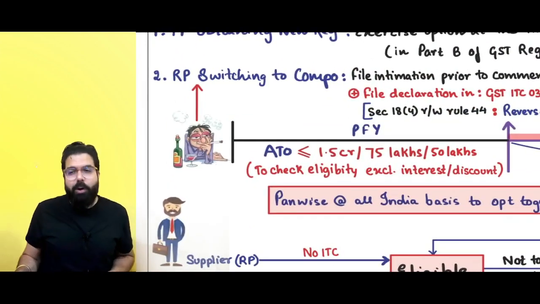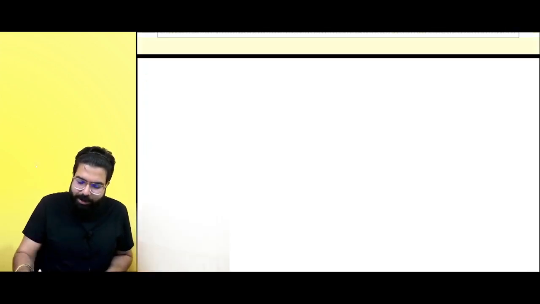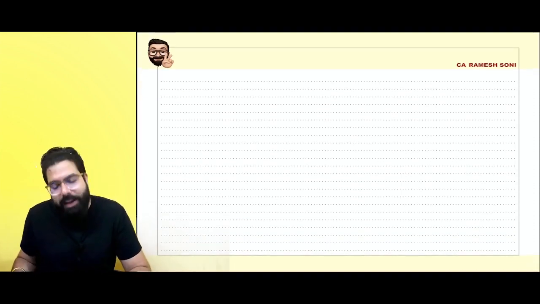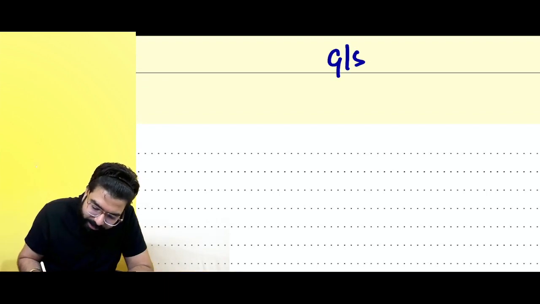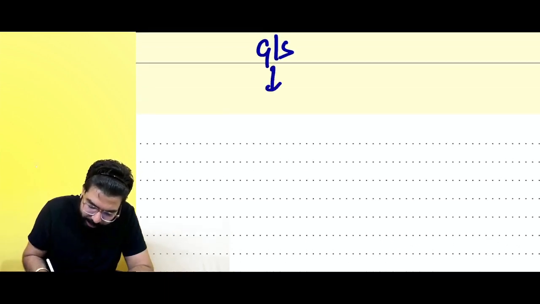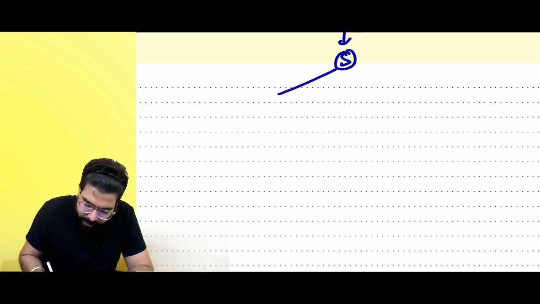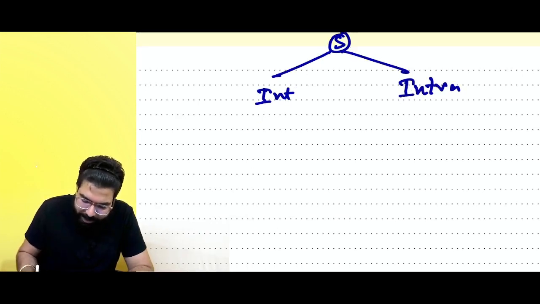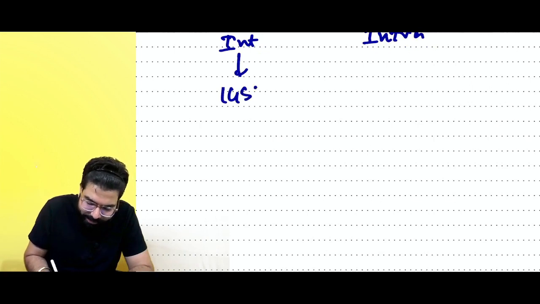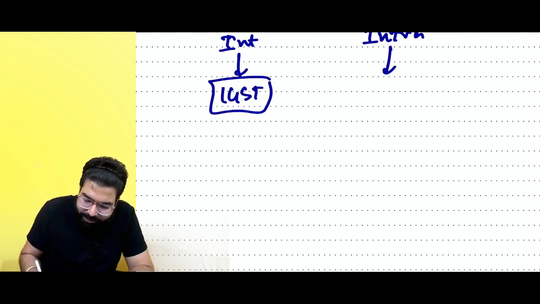So what happens in composition levy? I would like to first of all give you a quick linking. Everyone over here, we started learning GST with goods or service. Goods or service has to be supplied. Supply can be either interstate supply or intrastate supply. Interstate supply, sir, IGST shall be levied, and intrastate supply, CGST shall be levied.